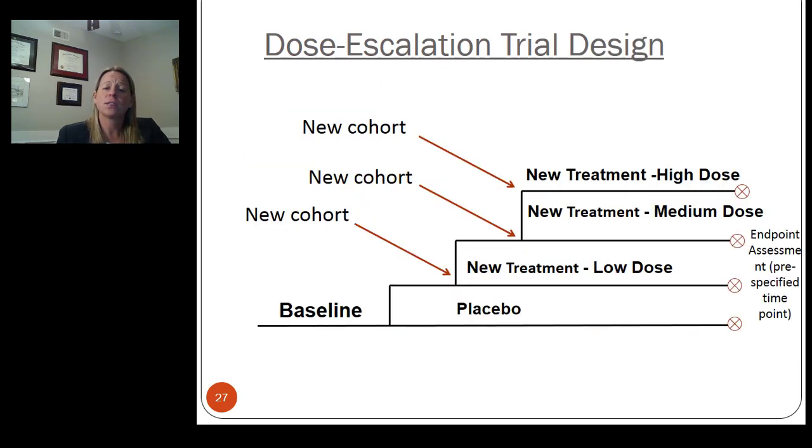This shows you an example of a dose escalation trial. It is a parallel design, but the difference between this and the last is that with each new dose, there is essentially a new cohort that's randomized and followed. And so these groups don't all start at the same time, but they all have the same follow-up time, and they're all compared against the placebo group.